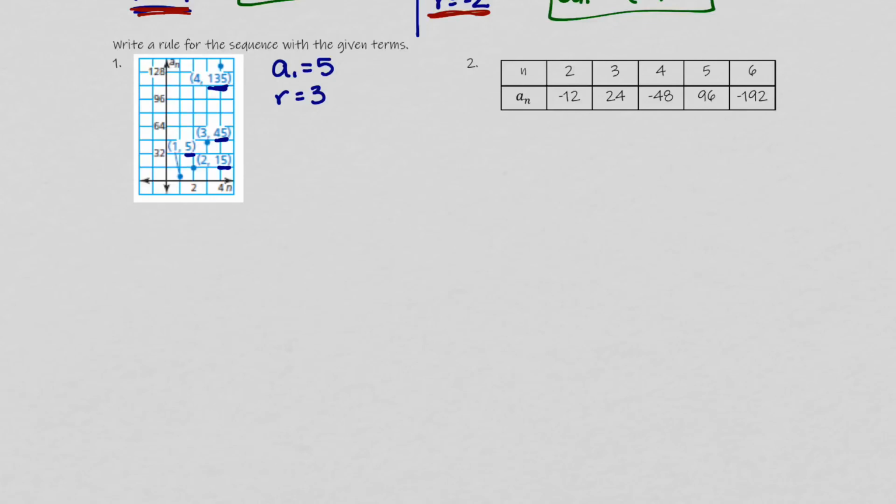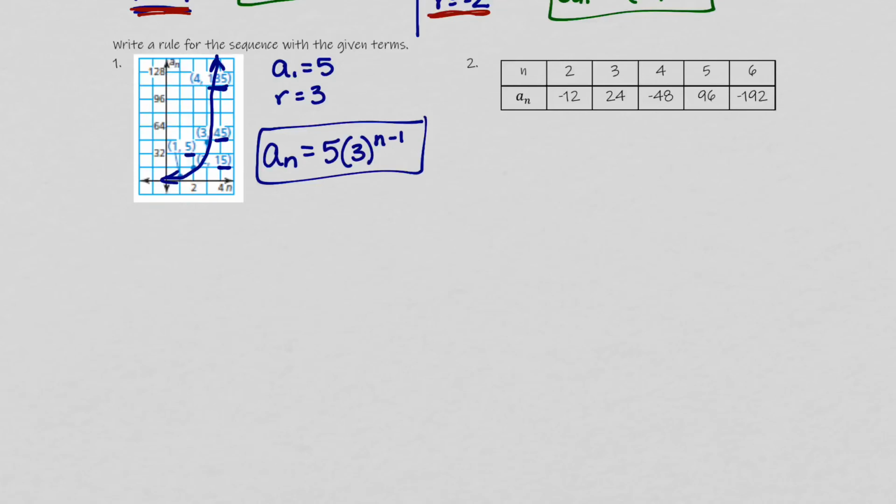So now we just need to write our rule. an, it's the first term times r to the n minus 1 power. Okay, and you notice it is exponential. That's how I know it's geometric, and it will use that equation, that formula.